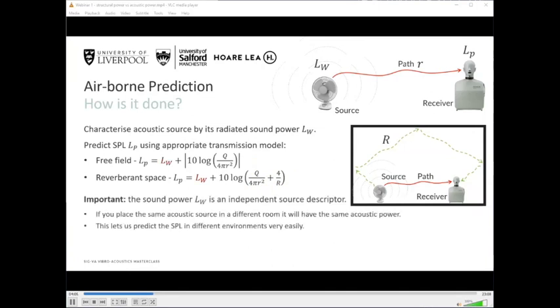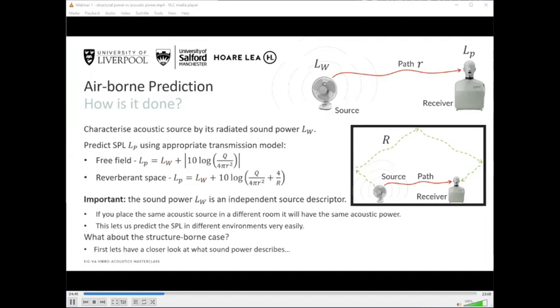What this means is that the sound power level is an independent property of the acoustic source. It doesn't change if you put the source in a different environment. That is to say, if you place the same acoustic source in a different room, it will have the same acoustic power. Now, this is a very useful property because it lets us predict the sound pressure level in a wide range of environments with minimal effort. All you need is to characterize the sound power and then develop an equation for the transmission in the environment that you're interested in.